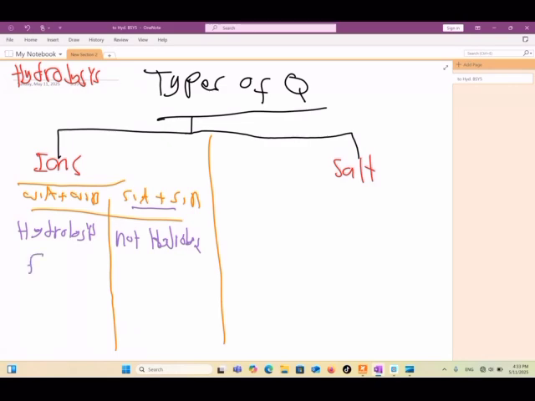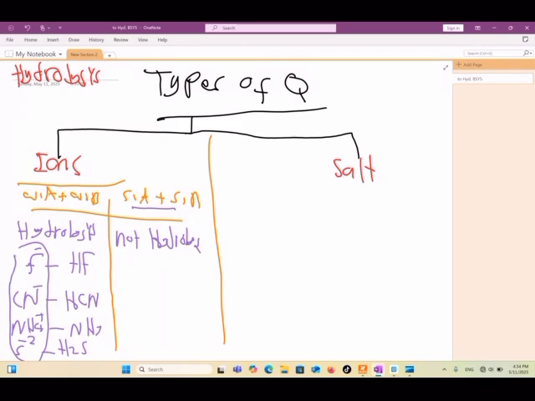For example, F⁻ undergoes hydrolysis because we obtain it from HF. CN⁻, we obtain it from HCN. NH4⁺, we obtain it from NH3. And S²⁻, we obtain from H2S. These ions all undergo hydrolysis because we obtained them from weak acids and weak bases.